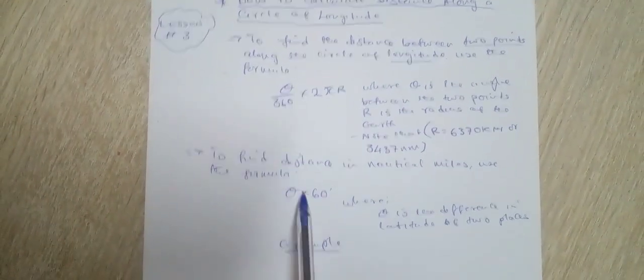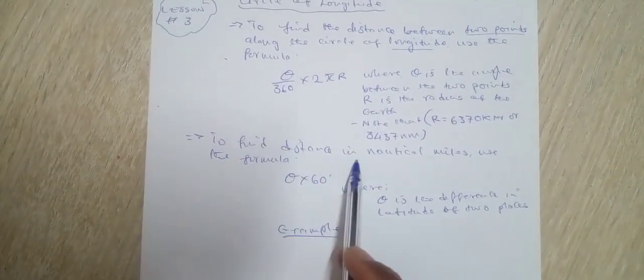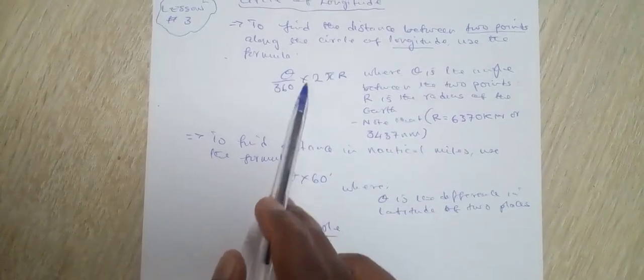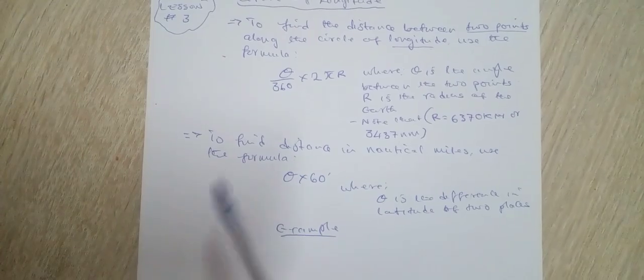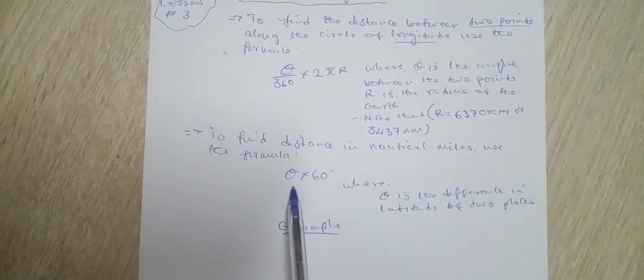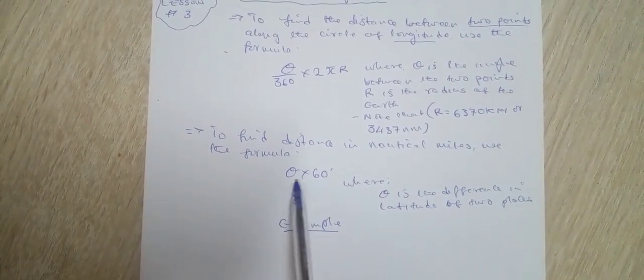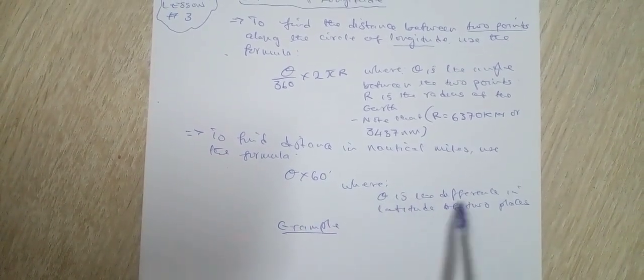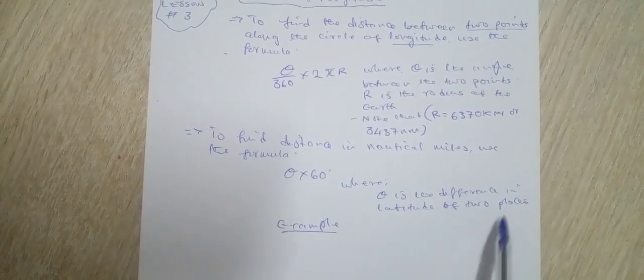There is another concept: to find distance in nautical miles, use this formula. Or let's say you are given a question in paper 1, you can go direct and use the formula theta times 60 minutes, where theta is the difference in latitude of two places.